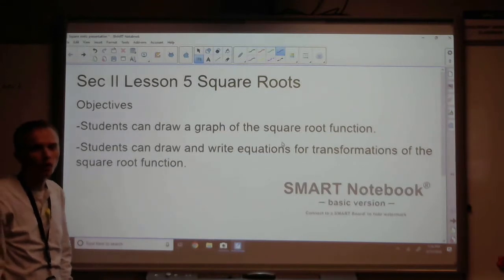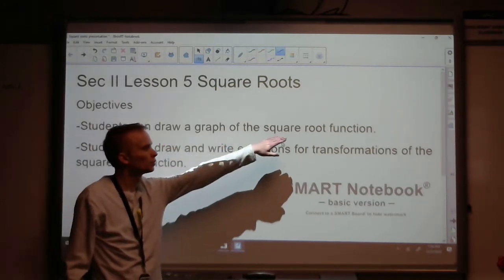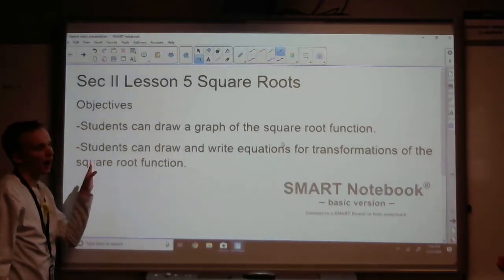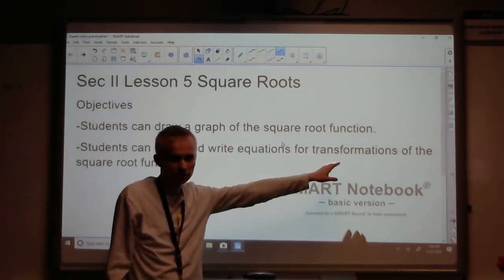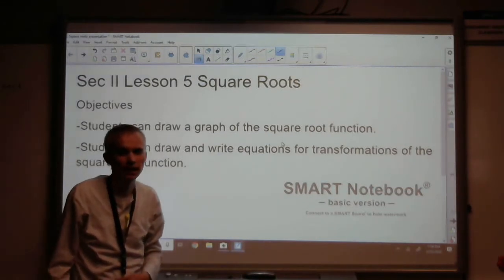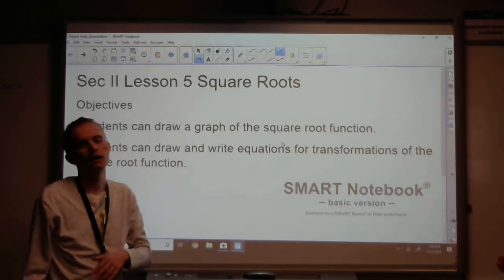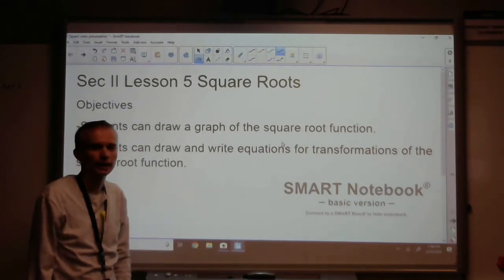And kind of our goal with this is I want you to be able to draw a graph of square root functions. As well, I want you to be able to draw graphs and write equations for transformations of square root functions, okay? So that's when you're shifting it left or right, up and down, stretching it. That's what we're going to be doing today, okay?